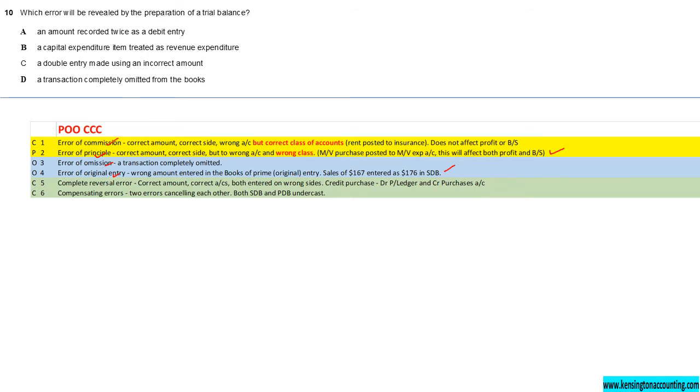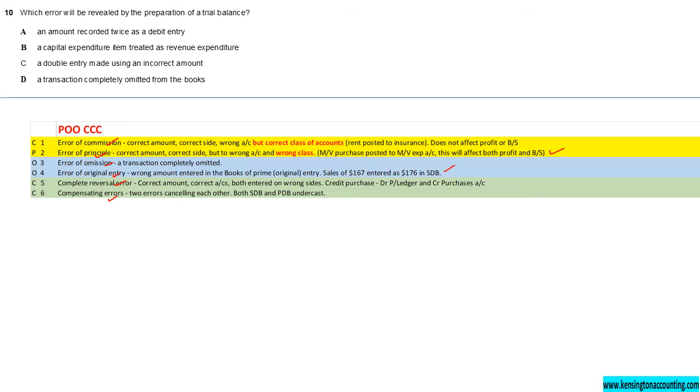Second C is complete reversal of error. So the correct amount, correct accounts, but both entered on the wrong side. For example, credit purchase, instead of debiting purchase, is credited to the purchaser's account and debited to the purchase ledger. And the last one is compensating errors, which is two errors cancelling each other, like both the sales journal and the purchase journal undercast. So these are the 6 types of errors which are not revealed by the trial balance.